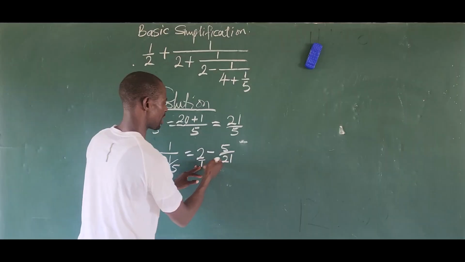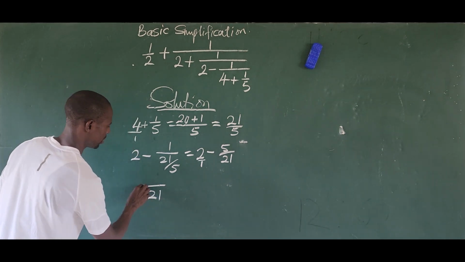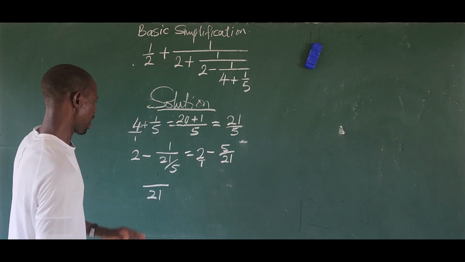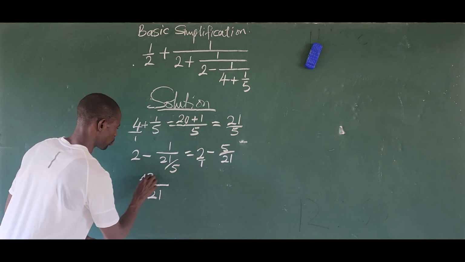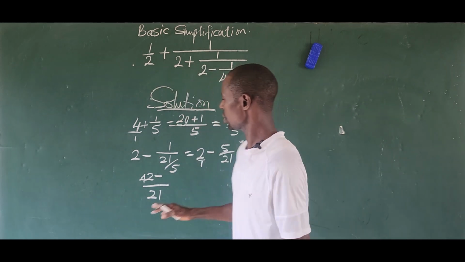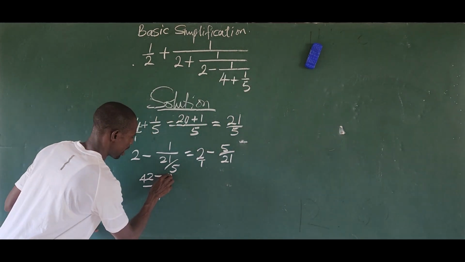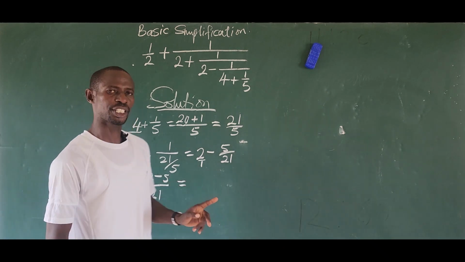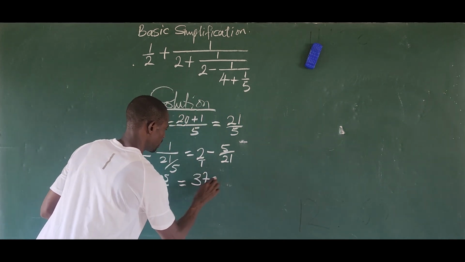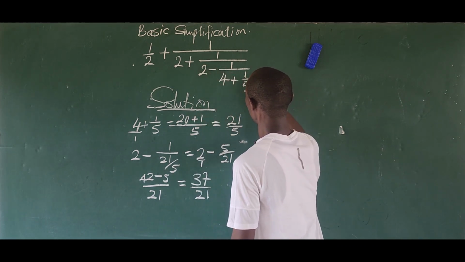So if we find the LCM of this and this, it will give us 21. Then 1 into 21 will give us 21. We use 21 to times 2, and that will give us 42. So we have 42, then minus 21 into 21 will give us 1. Then we use the 1 again to multiply our 5, that will give us 5. So 42 minus 5 will give us 37. So we're going to have this to be 37 all over 21. Again, we are done with the whole of this here now.